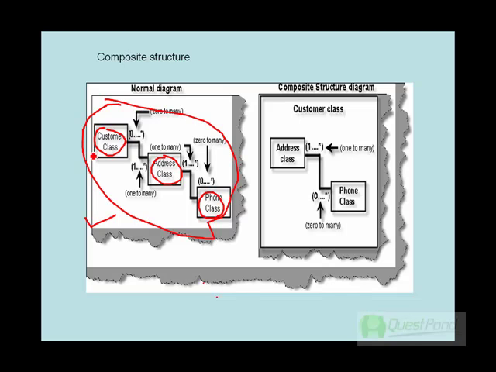So what you do is take this customer class and show it as a whole. Here is the customer class as a complete box, saying that this customer class has a lot of addresses and then it has a lot of phones. In this way you have minimized the diagram, or made it simpler. It is just a way of showing complicated multiplicity relationships in a simple form.